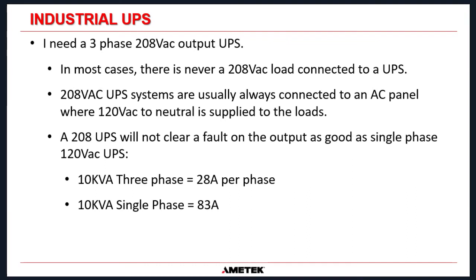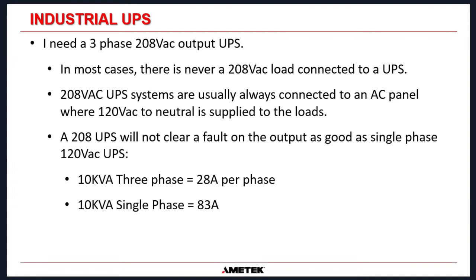The thing about having 208 volts coming out of the UPS is that it will not clear a fault on the output as well as a single phase UPS. Many people say, well, how can that be? Remember, if you've got a 10 kVA three-phase UPS, then each phase on the output is only rated for a third of the current for the total system. So each phase can only supply 28 amps. But a 10 kVA single phase UPS, you can get 83 amps out of the system. So obviously that's 3 times as much current.